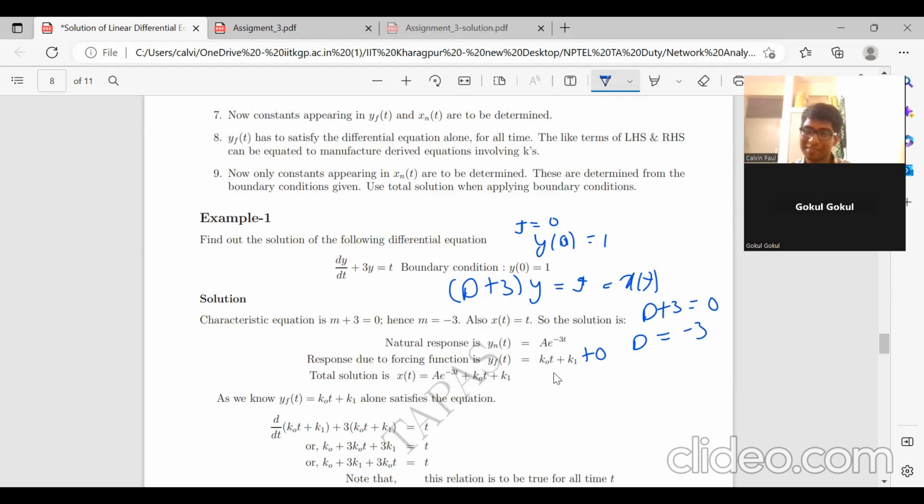So Gokul, is this making any sense, or is it getting too difficult?